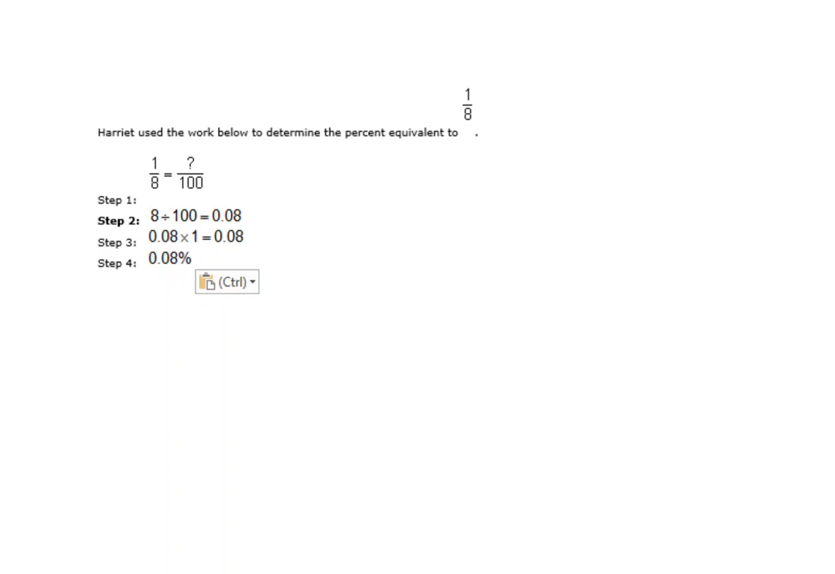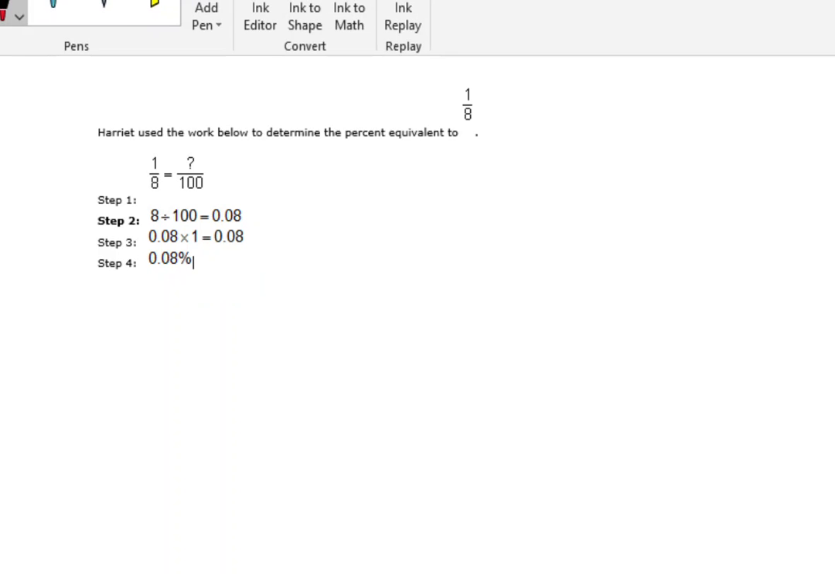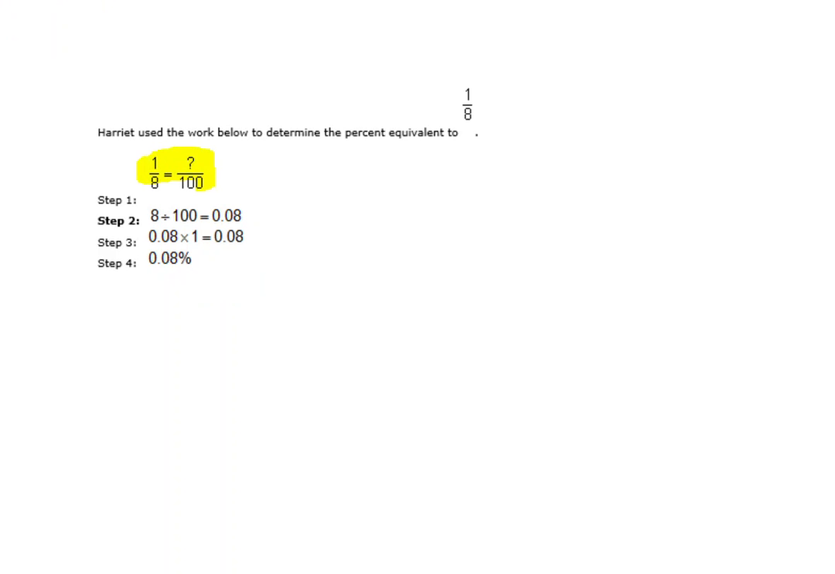Writing percents equivalent to a fraction. So here, Harriet used the proportion 1 over 8 equals x over 100 because she wants to convert 1/8 to a percentage. And that is the correct way to start because a percent is some number out of 100.